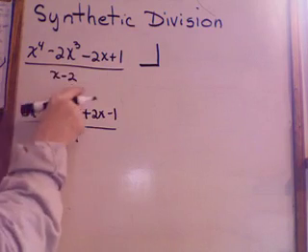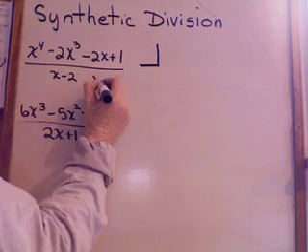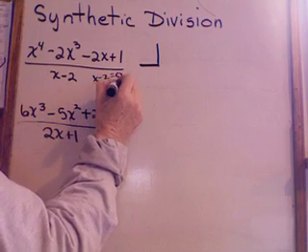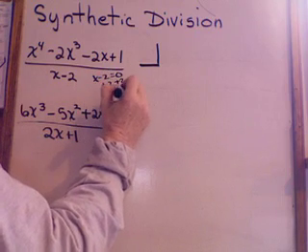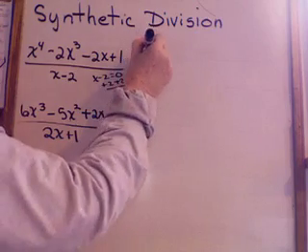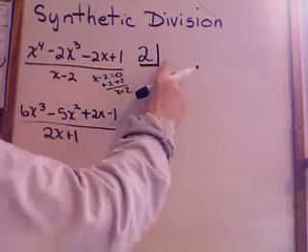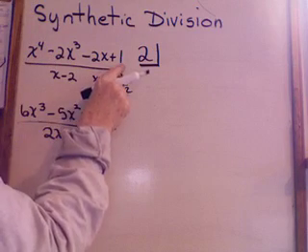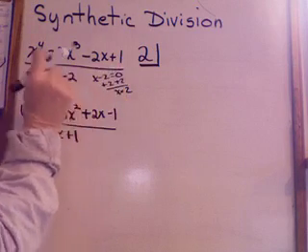To find that, you take the bottom of the fraction, x minus 2 equals 0, and solve that. What do you get? x equals 2. 2 goes in this box. Now the numbers that go across here come from the top of the fraction. We're just going to use the coefficients.